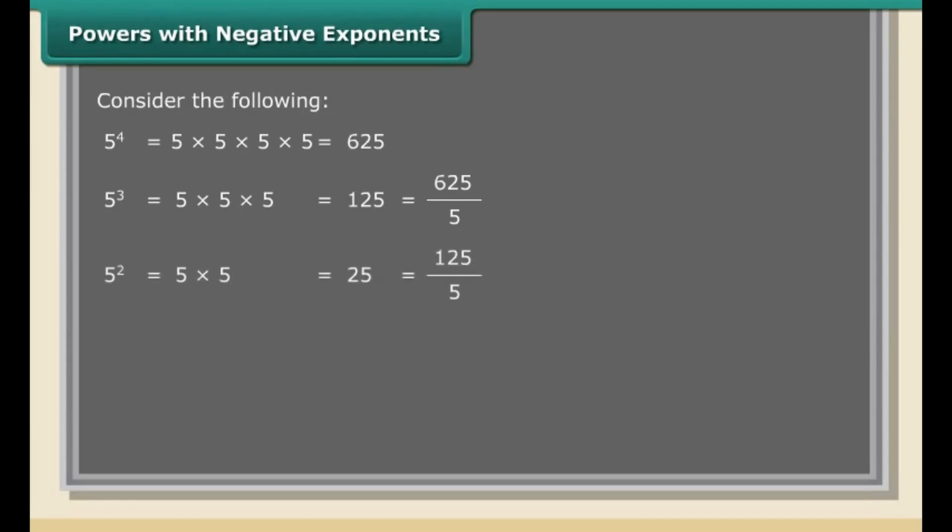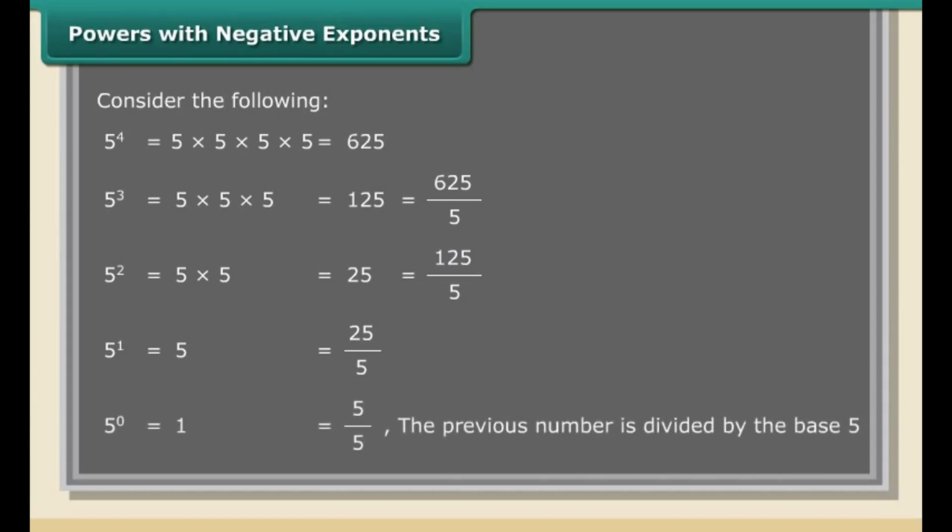Consider the following. 5 raised to the power 4 is equal to 5 × 5 × 5 × 5, which is equal to 625. 5 raised to the power 3 is equal to 5 × 5 × 5, which is equal to 125, which is equal to 625 upon 5. 5 raised to the power 2 is equal to 5 × 5, which is 25, which is equal to 125 upon 5. 5 raised to the power 1 is equal to 5, which equals 25 upon 5. 5 raised to the power 0 is equal to 1, which equals 5 upon 5. The previous number is divided by the base 5.